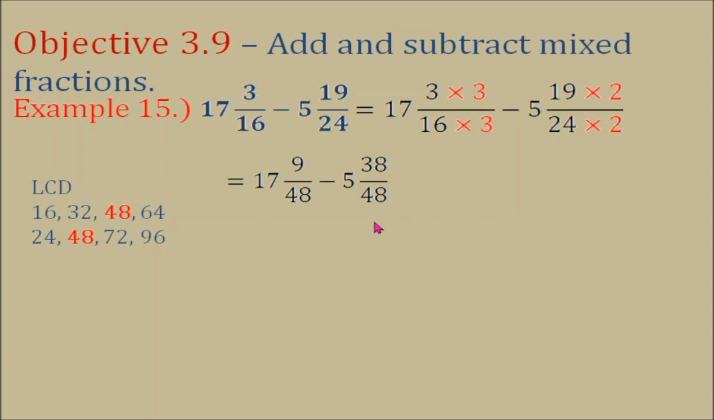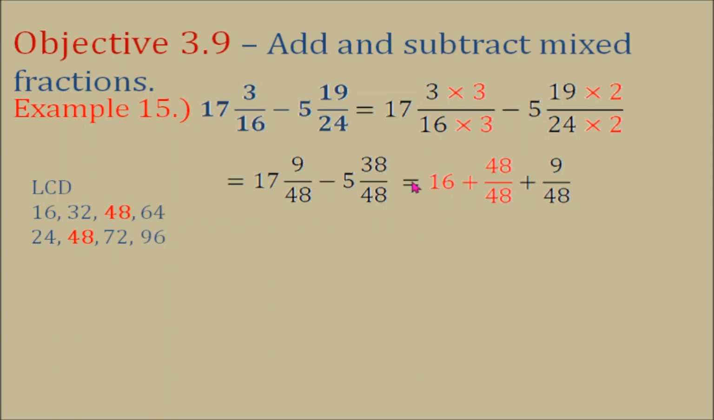Now we notice here that we cannot perform the operation on the numerator because 9 here is less than 38. So if this would be the case, we have to borrow 1 from 17, and the 1 that we borrow, we are going to make it 48 over 48. Why 48 over 48? It's because 48 over 48 means 1. And we use 48 because the common denominator is 48.